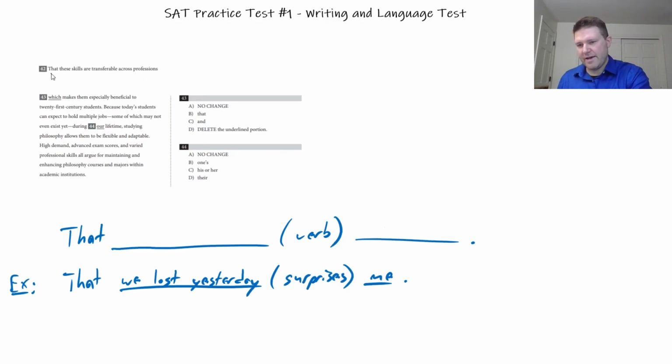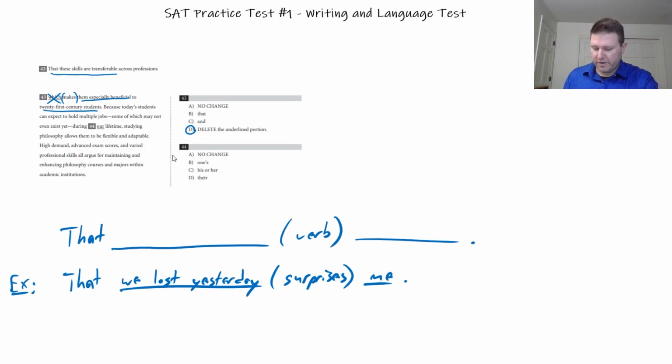So it says that these skills are transferable. And if you just chop the which, that these skills are transferable makes them, I'll use parentheses for the verb, makes them especially beneficial to 21st century students. So that's following this structure that I described here. So yeah, you just have to get rid of the which, and then it's going to follow this structure properly. So you just got to delete that. And then for 44, last one.